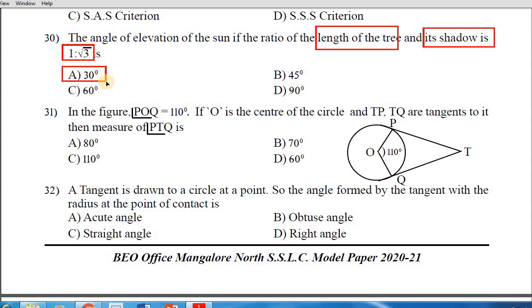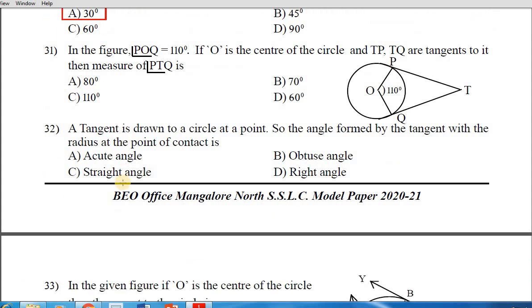Next, let us move on to another question, children. In the given figure, angle POQ means this angle is 110 degree. If O is the center of the circle and TP and TQ are tangents to it, then the measure of PTQ is. This kind of problem also definitely will come for the examination. See here, they have given the angle between the radii and asking to find the angle between the tangents. Keep it in mind, the sum of the angle between the radii and the angle between the tangents is 180 degree. So this angle is given 110 degree. Hence this angle should be 70 degree because these two angles sum is 180 degree. Hence for this question the right answer is B, 70 degree.